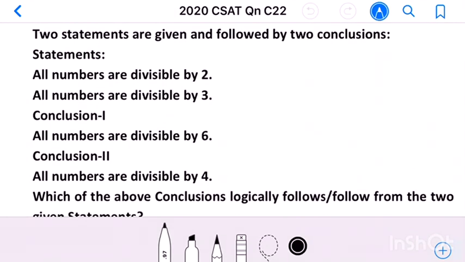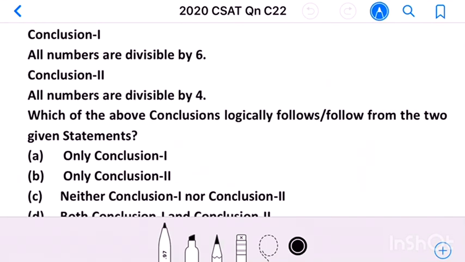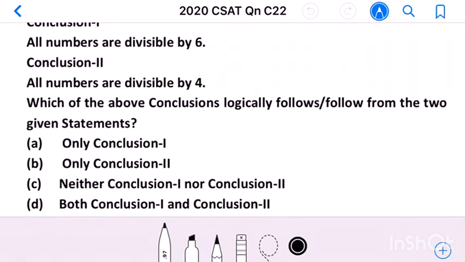Question number 22. Two statements are given followed by two conclusions. Statements: all numbers are divisible by 2. All numbers are divisible by 3. Conclusion 1: all numbers are divisible by 6. Conclusion 2: all numbers are divisible by 4. Which of the following conclusions logically follows from the two given statements?